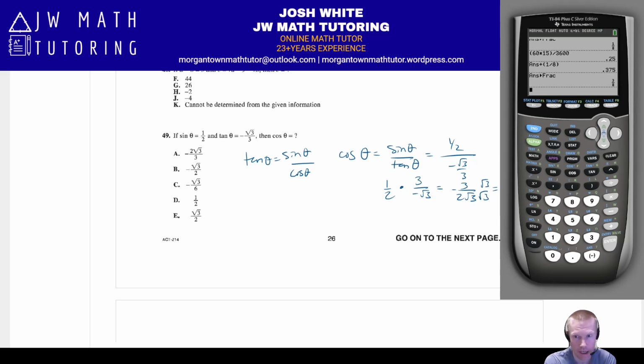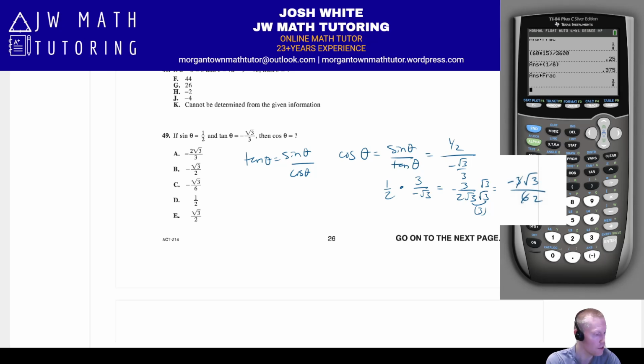We get negative 3 root 3 over, on the bottom, this becomes 3. 2 times 3 is 6. And of course, we could simplify it. 3 goes into 6 2 times. The answer should be negative root 3 over 2, letter B. That is the correct answer. So that's what we're going to choose.